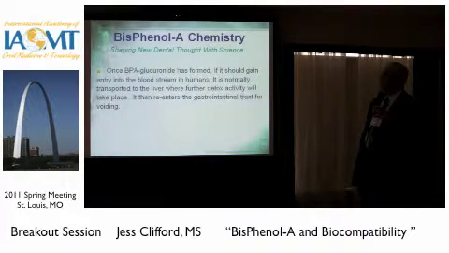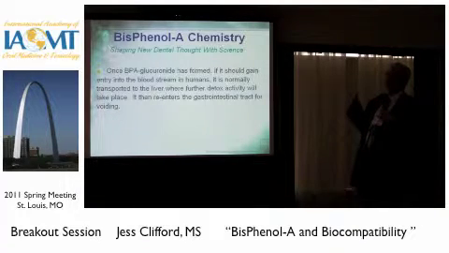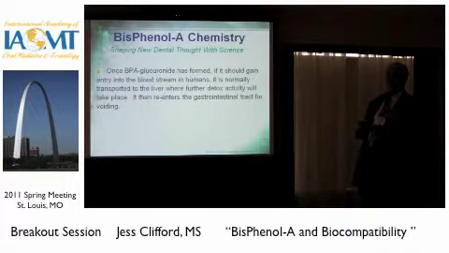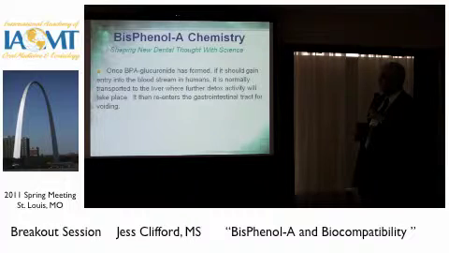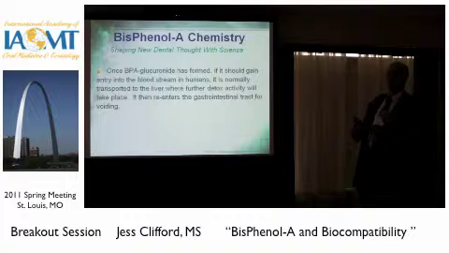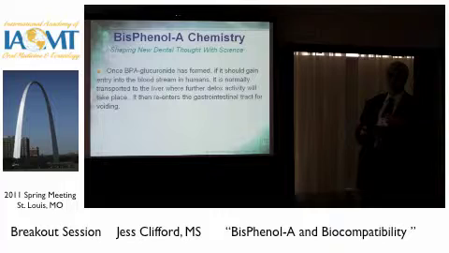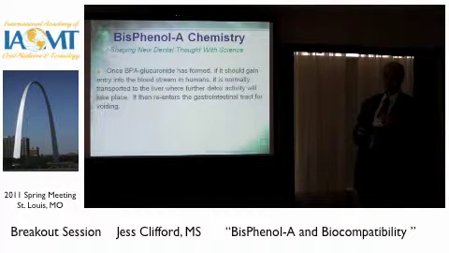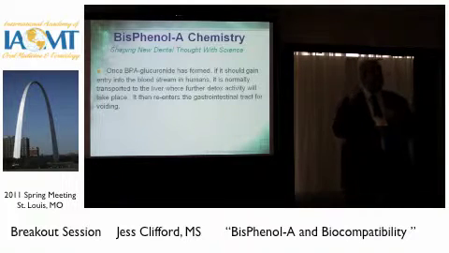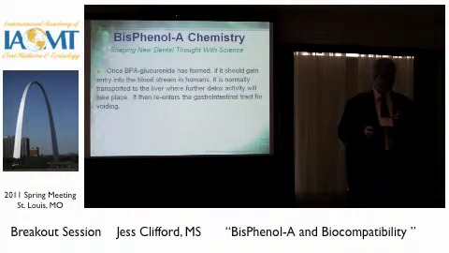Once BPA glucuronide has formed, if it should gain entry into the bloodstream in humans, it is normally transported to the liver, where further detox activity will take place. It then re-enters the gastrointestinal tract, and the horse race is on again. And if it happens to get through a barrier somewhere, it's going to get whomped on by the liver and right down through the hepatic duct, back into the gastrointestinal tract. We naturally detox BPA as humans, but mice, rats, gerbils, and hamsters cannot. Wow.